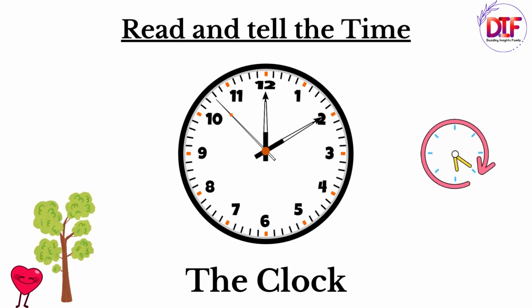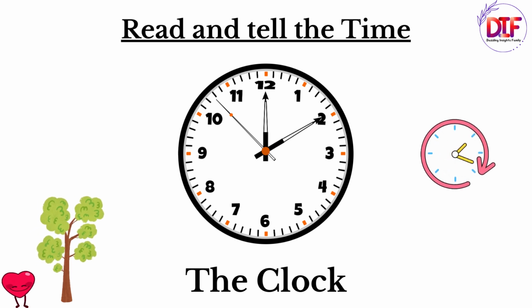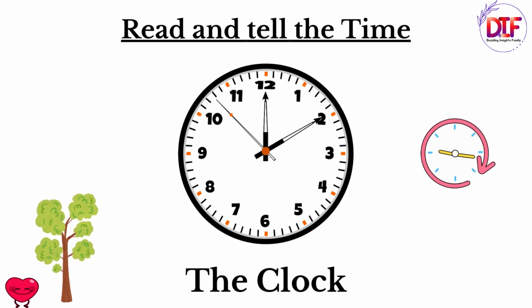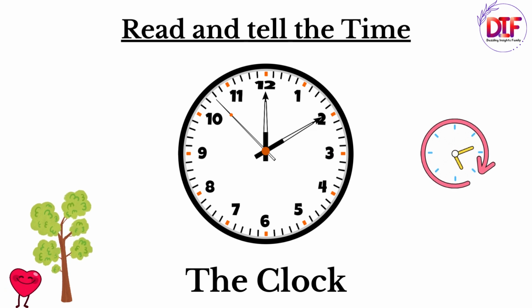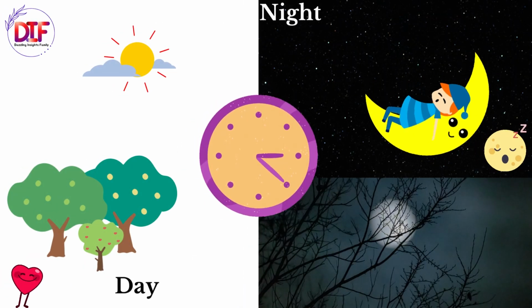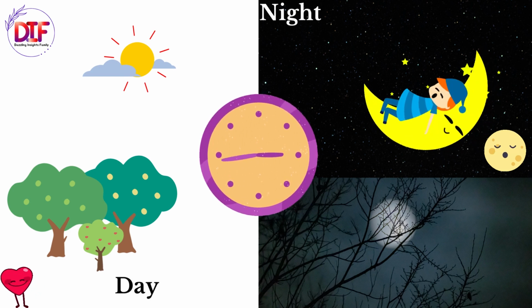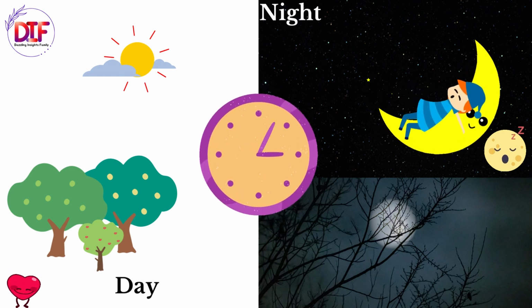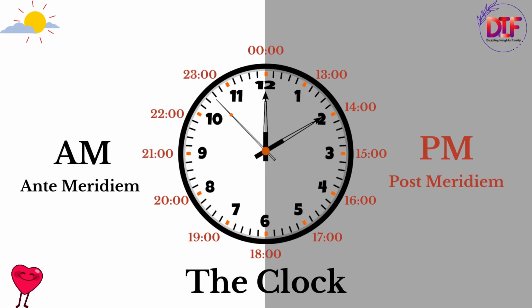But before we get into it, we need to know that the clock never stops ticking. The clock tells us the time and it never stops ticking. So from sunrise, that is when it is morning, to sunset when it is evening and then night, the clock doesn't stop ticking. On our screen here, we can see a clock, and on one side we can see AM and on the other side we can see PM. The AM is ante-meridian and the PM is post-meridian.